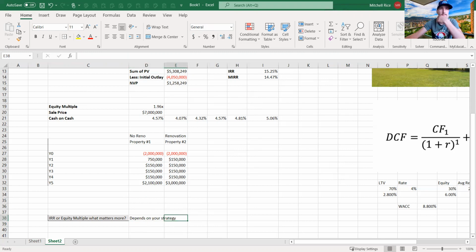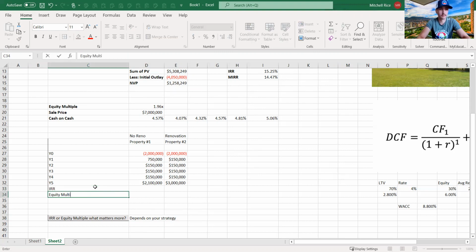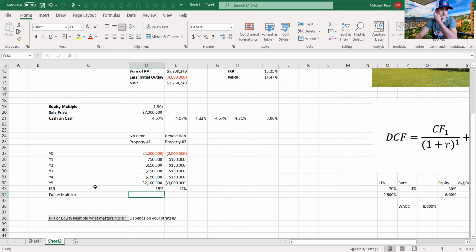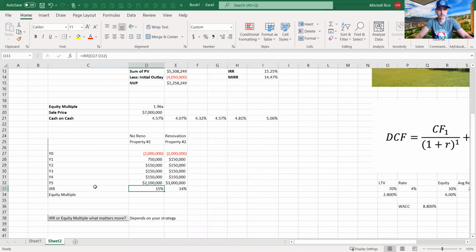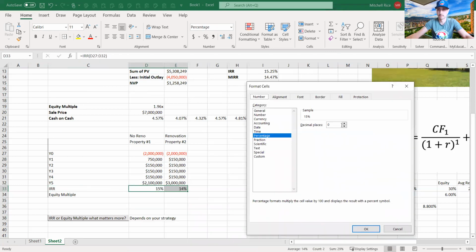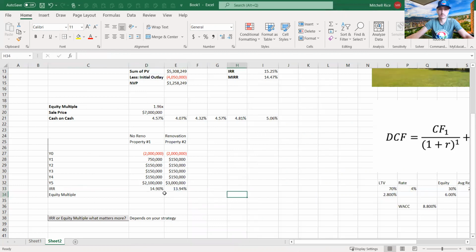So let's run these calculations real fast. So IRR, equity multiple. Okay, so internal rate of return for the project with no renovation is high. It's higher than the second, 14.90%.